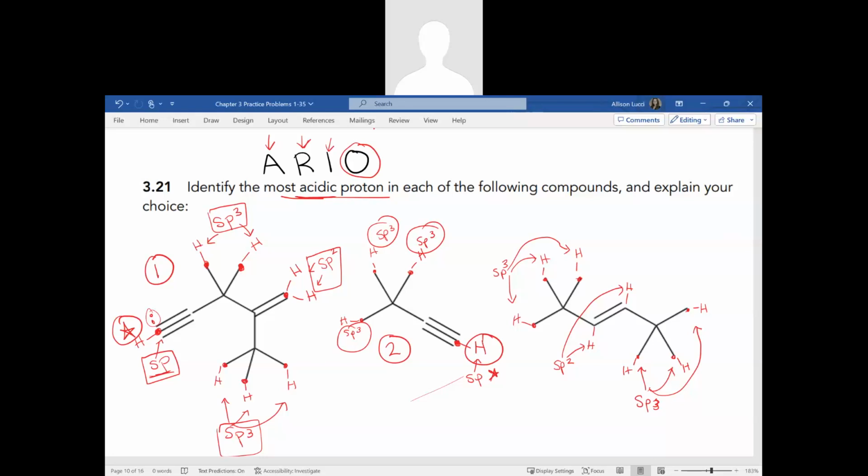In our last structure, we see lots of sp3 hybridized hydrogens, sp3 hybridization over here as well. And we see in the middle of the compound 2 equivalent sp2 hybridized protons. So both of these would be equivalent, and therefore either one we could say is the most acidic proton in structure 3 here.